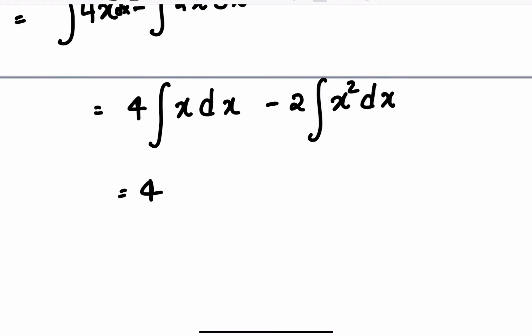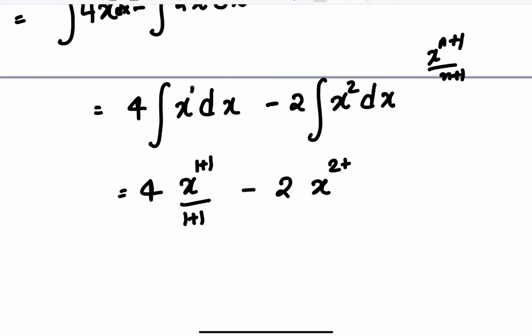this is 4 times the integral of x, which is x to the power 1. Remember, you add 1 and divide. The formula is x to the power n plus 1 over n plus 1. I know there's a C; we're going to add the C in the end. Minus 2 times x to the power 2 plus 1 divided by 2 plus 1. And don't forget the big C.